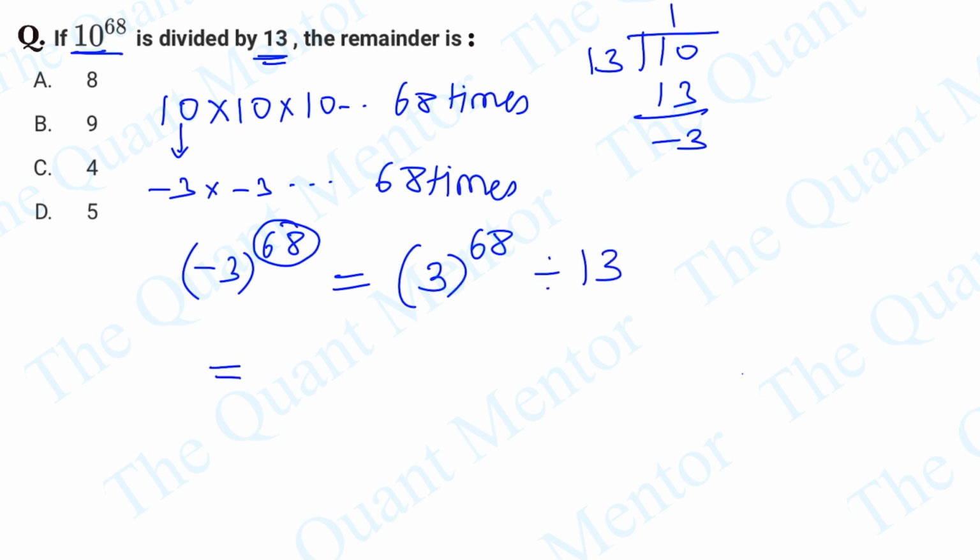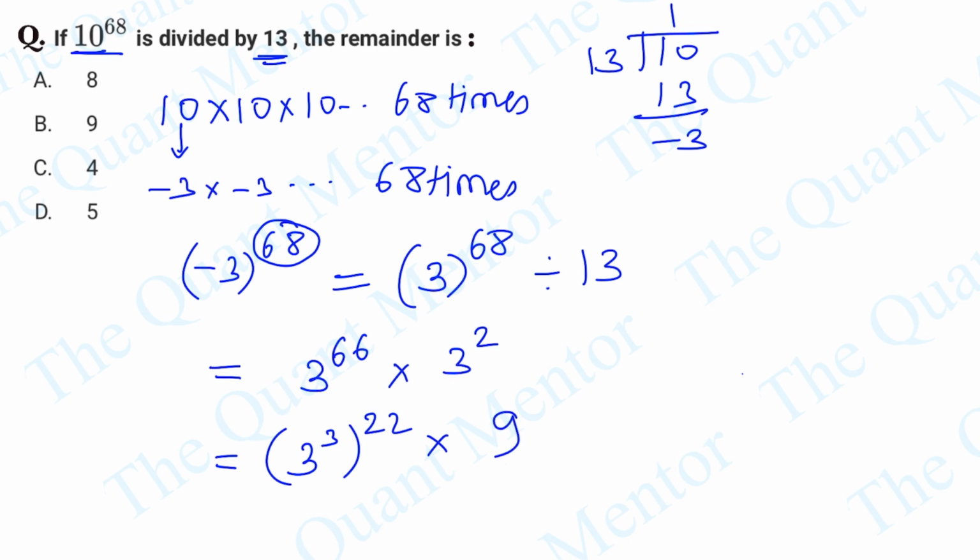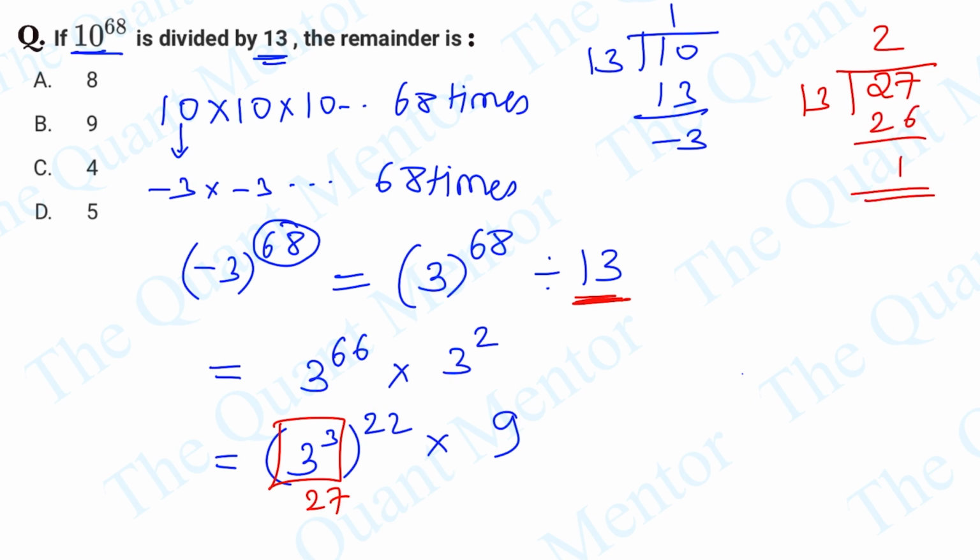Next, we can break this 3 power 68 as 3 power 66 multiplied by 3 square. And further, 3 power 66 can be written as 3 cube the whole raised to 22, into 3 square, which is 9. Now 3 cube will be 27, and 27 on dividing by 13 will give me the remainder 1. You can cross check this: 27 divided by 13, 13 twos are 26, so the remainder is 1. So this part gives me a remainder of 1, and 9 divided by 13, the remainder would be 9. Final remainder would be 1 into 9, which is 9, and that is your B option.